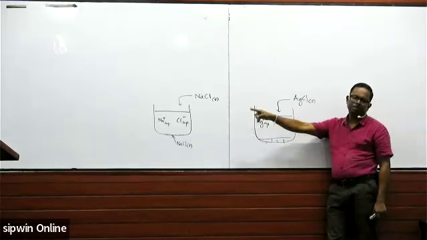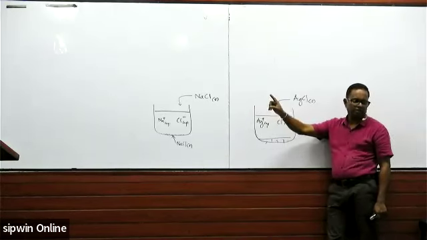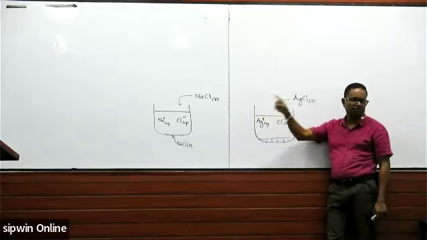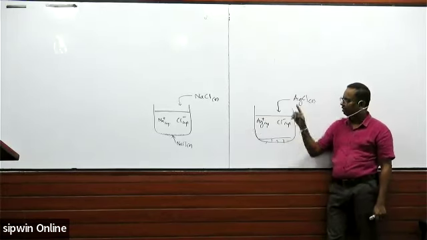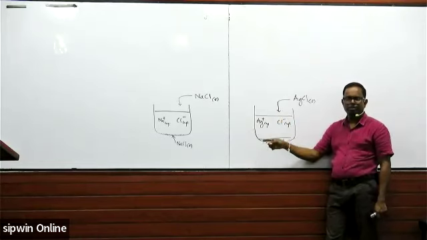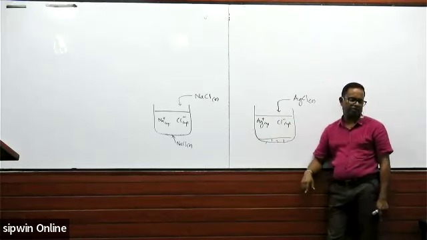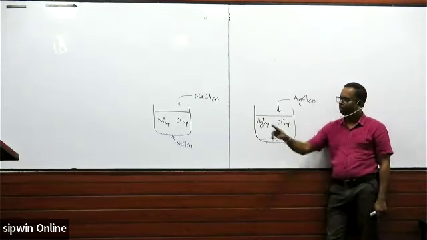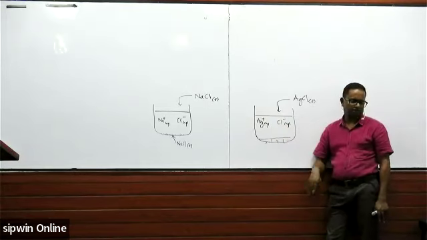There, sodium chloride comes to the saturation with extremely high sodium ion and chloride ion concentration. Here silver chloride comes to the saturation with extremely low silver ion concentration and chloride ion concentration. In both cases the same thing happens.